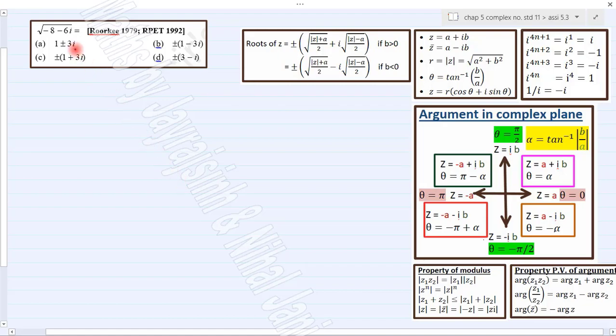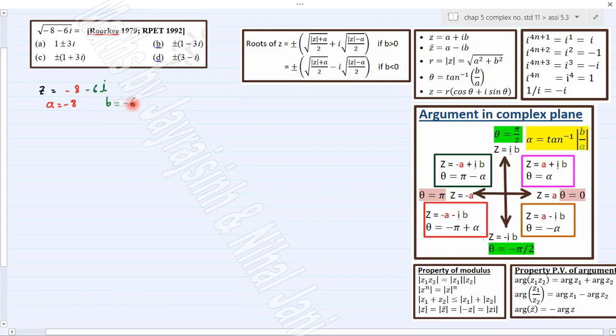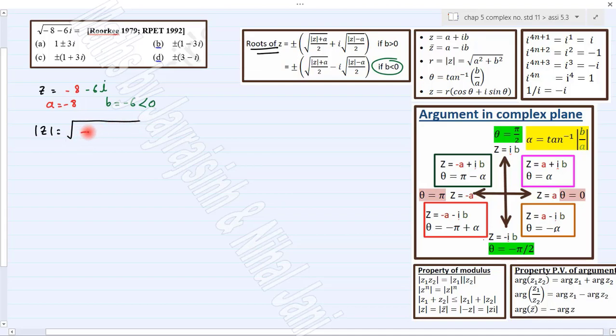In this question, we have to find under root of (minus 8 minus 6i). So the complex number is minus 8 minus 6i. Its real part is minus 8 and its imaginary part is minus 6. Here, the imaginary part is less than 0, so we have to select the second formula. And for that, we need mod z, which will be under root of real part square plus imaginary part square, or we can say it will be 10.